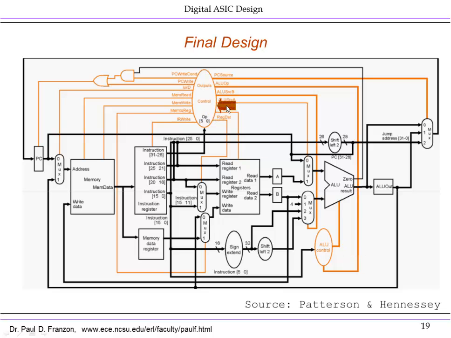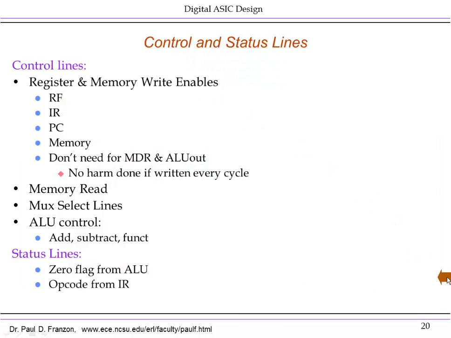The next step is to work out the design of the controller. And this is relatively straightforward. The first step in doing that is to identify all the control lines. Most of them are either enables to the memories or registers, or mux select lines. In addition, we have the ALU control lines. We have two status lines coming from the data path, the zero flag from the ALU, and of course the opcode from the instruction register, which tells us what type of instruction this is.